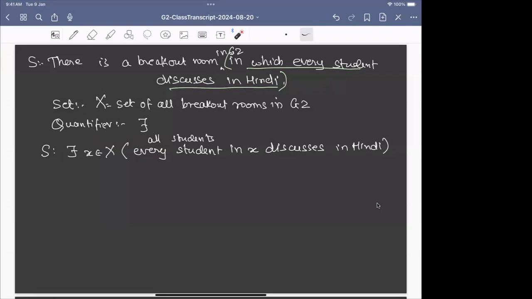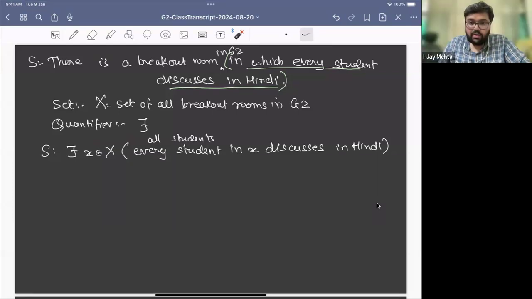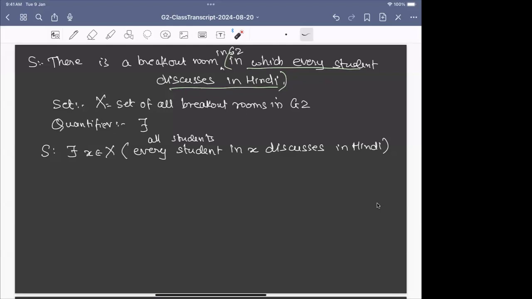Can you read the sentence? Can you read the statement given to you? There is a breakout room in G2 in which every student discusses in Hindi, right?